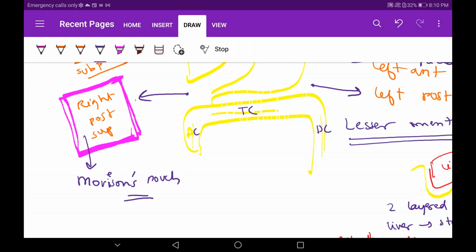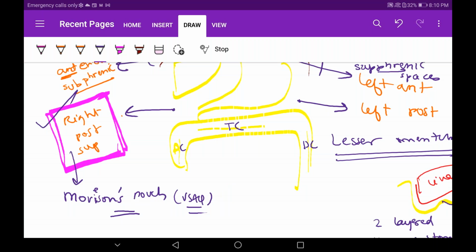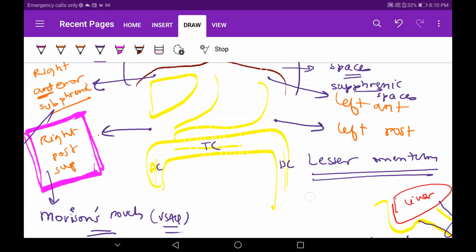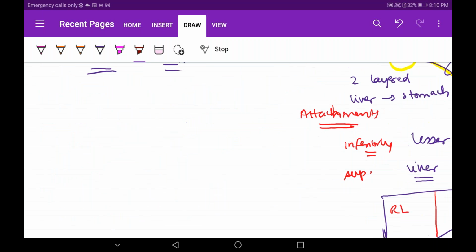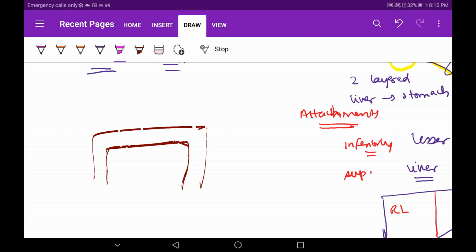This is a VSAQ. Or if you want to know this space, it's interesting. This one space, did you understand? Right posterior subphrenic space. Apart from these subphrenic spaces, we have another thing, how the abdomen is divided. Last, my friends, last. After the spaces, I will just jump into the two things and then we are done. So now you see this ascending colon, this transverse colon, this descending colon.